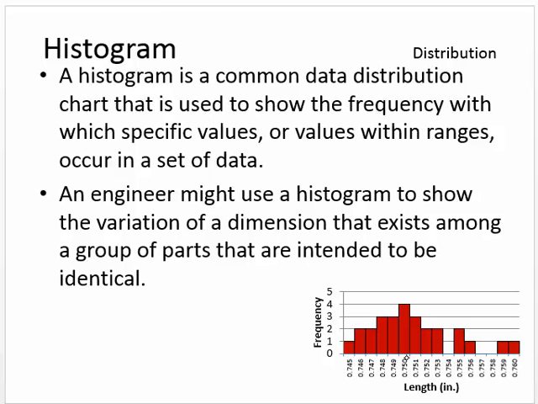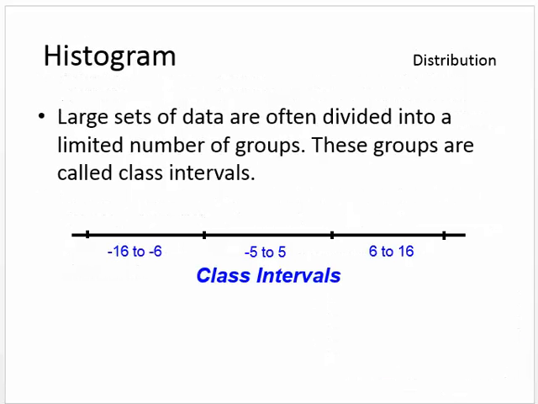So you can see there's a bunch of variation here. They had, let's say, 4 parts that were 0.750. They had, let's go right here, 3 of them come in at 0.748. Well, all of them are supposed to be the exact same length. Histograms' large sets of data are often divided into a limited number of groups. These groups are called class intervals.